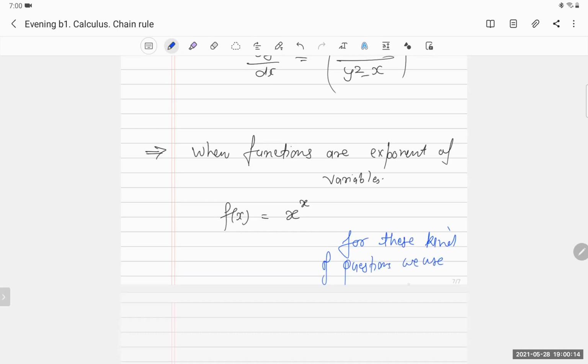we use log. Is the answer 2x into x raised to x? No. How? Sir, it is x raised to x into ln x plus 1. Yes.